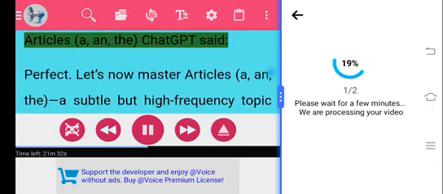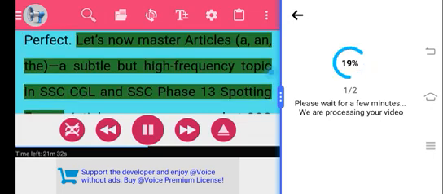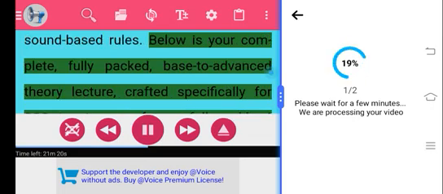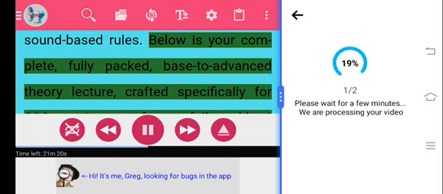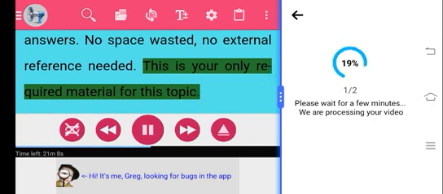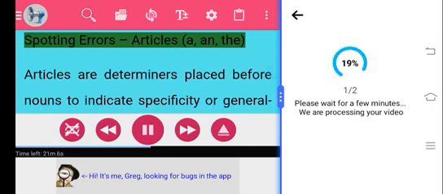You said: Articles, a, an, the. ChatGPT said: Perfect. Let's now master articles a, an, the, a subtle but high-frequency topic in SSC CGL and SSC Phase 13 spelling errors. Articles may seem easy, but SSC frames precise traps to test your understanding of definiteness, specificity, and sound-based rules. Below is your complete, fully packed, basic to advanced theory lecture, crafted specifically for the SSC spelling error format, followed by 4 SSC-style previous year questions with answers. No space wasted, no external reference needed. This is your only required material for this topic. Spotting errors: articles a, an, the.